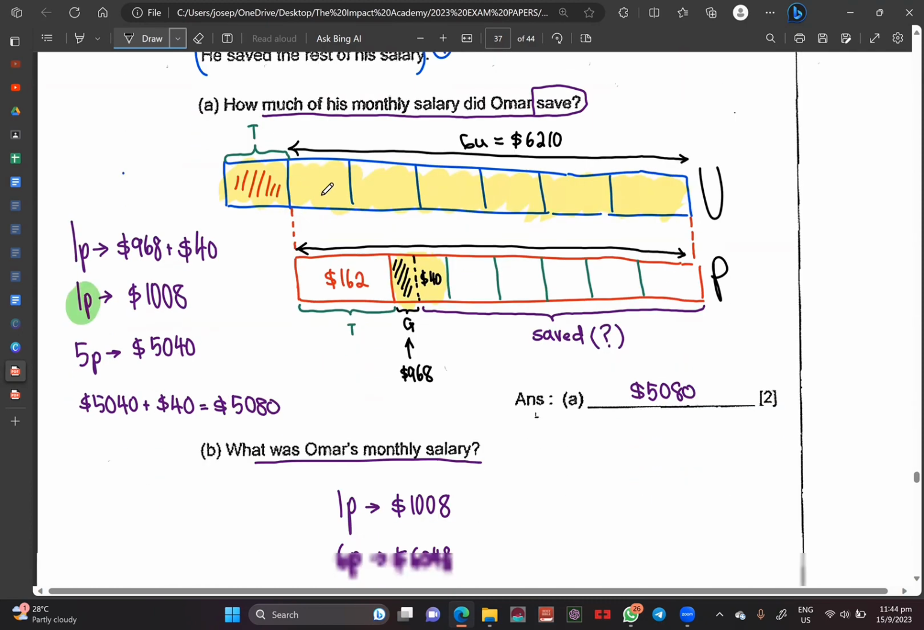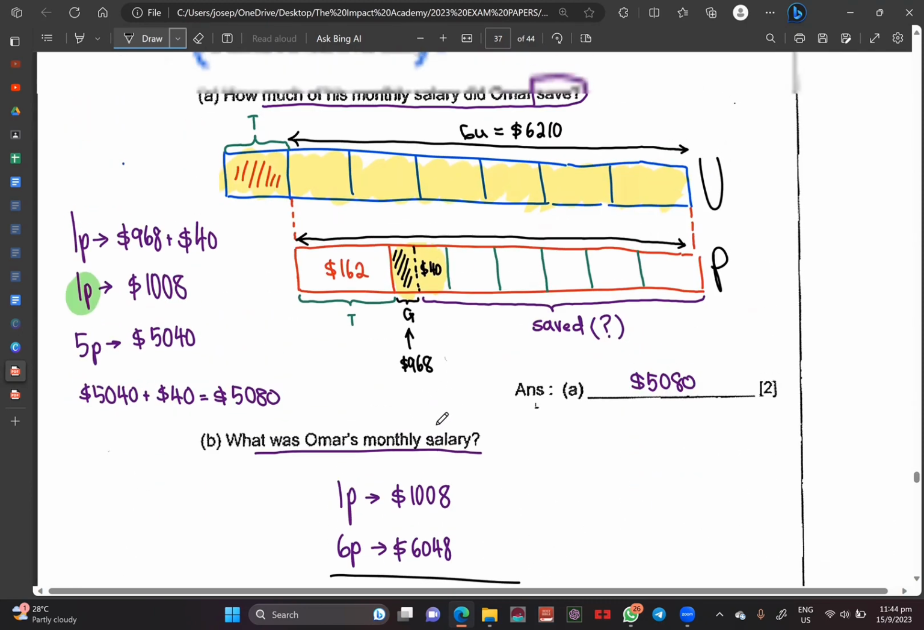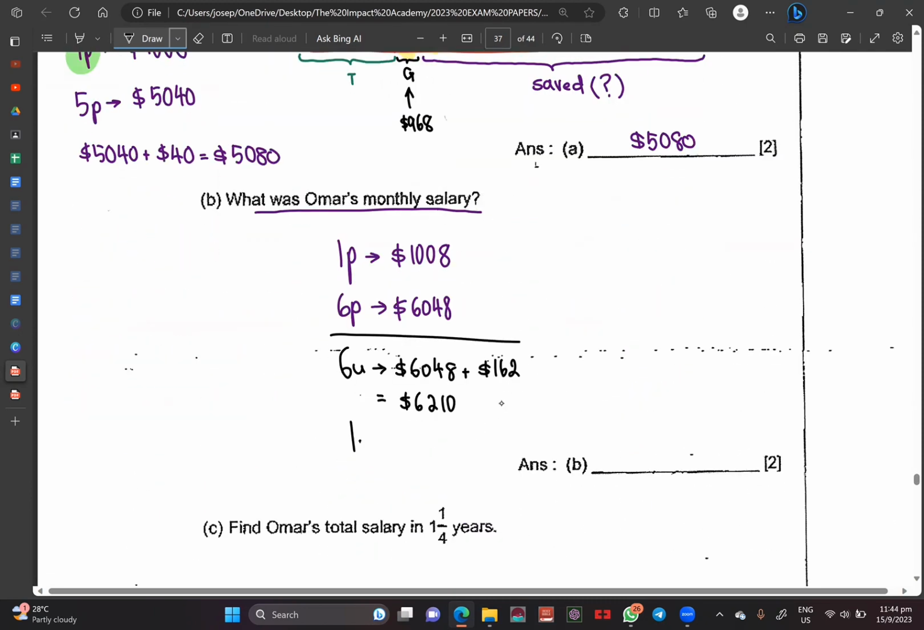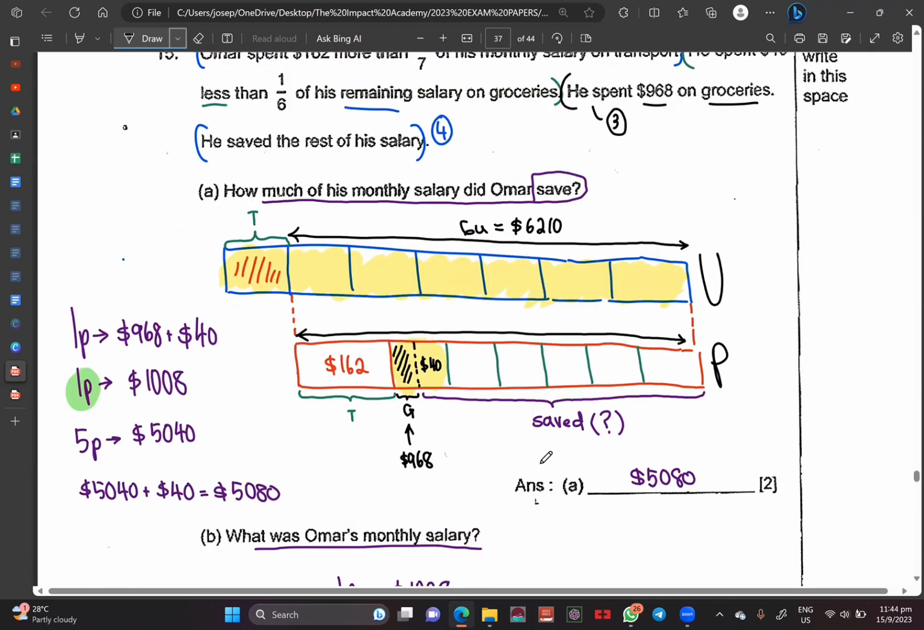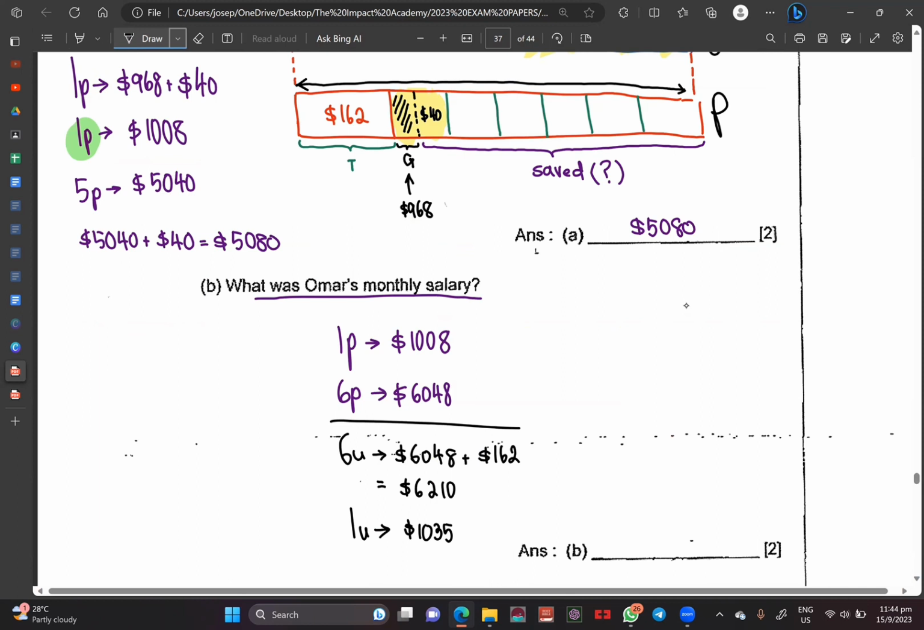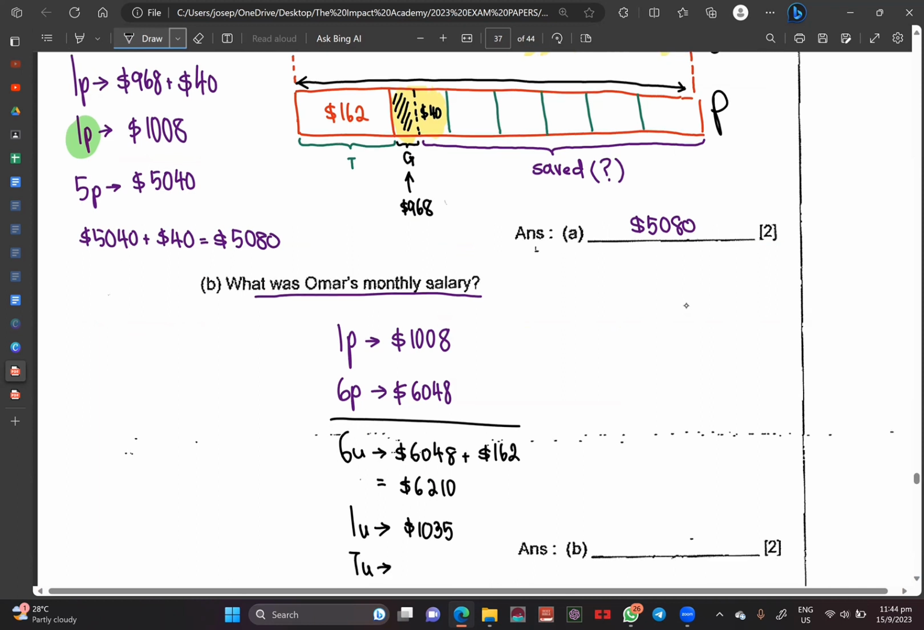So I know that this is actually 6210. Now, of course, we want to find Omar's monthly salary. So we find 1 unit first. 6210 divided by 6, we get 1035. As you can see over here, it says that it is 7 units, so we are just going to find 7 units. We simply do 1035 times 7, and we get $7,245. And this is your answer for part B.